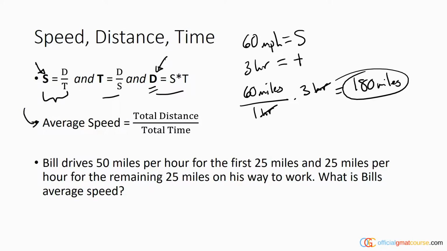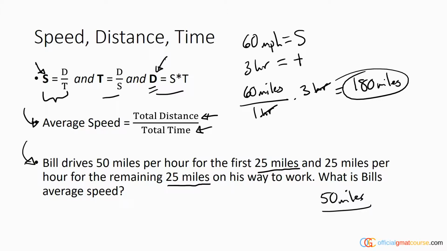Now, average speed is not simply the average of two speeds. It is the total distance over the total time. We have a simple example of that down here. Let's walk through it. If Bill drives 50 miles per hour for the first 25 miles and 25 miles per hour for the remaining 25 miles on his way to work, what is Bill's average speed? We know the total distance is 50 miles because he drove the first 25, then the remaining 25, which totals 50. So we just need the total time.